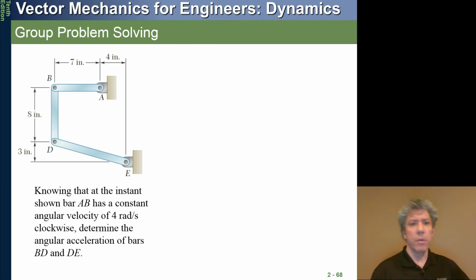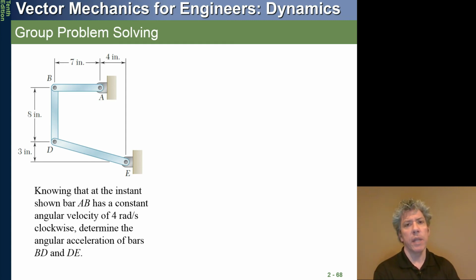All right, I do want to go through this one with you. Again, the way you should go through this is by pausing the video and thinking about the questions, thinking about how you would solve this problem, and then following along to see if it made sense. Knowing that at the instant shown, bar AB has a constant angular velocity of 4 radians per second clockwise, determine the angular acceleration of bars BD and DE. That's just the problem statement from the previous page. As I said, the first step will be to calculate the angular speeds, but that was done, if you remember, before in the group problem solving. So if that's already done, how do we determine the angular acceleration?